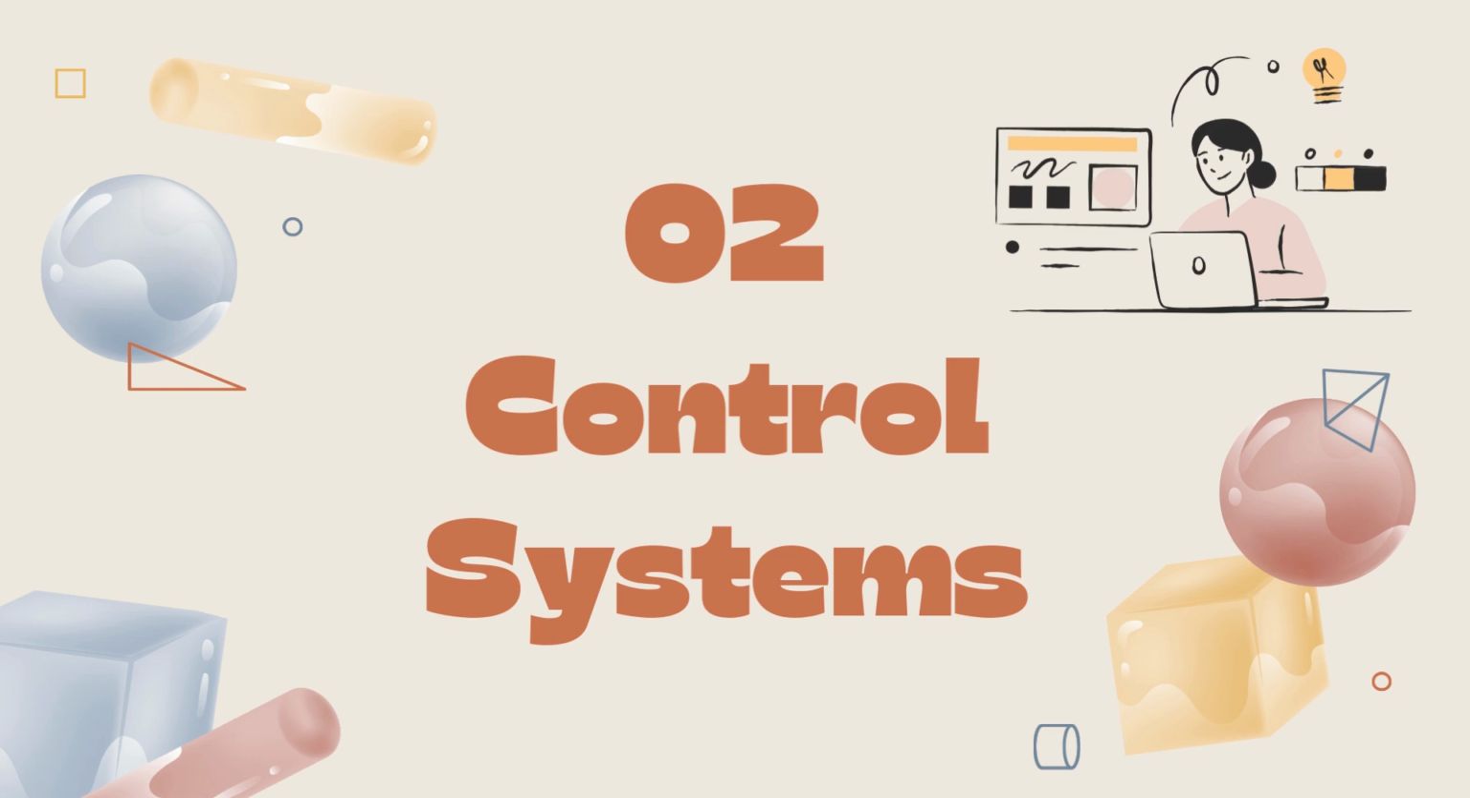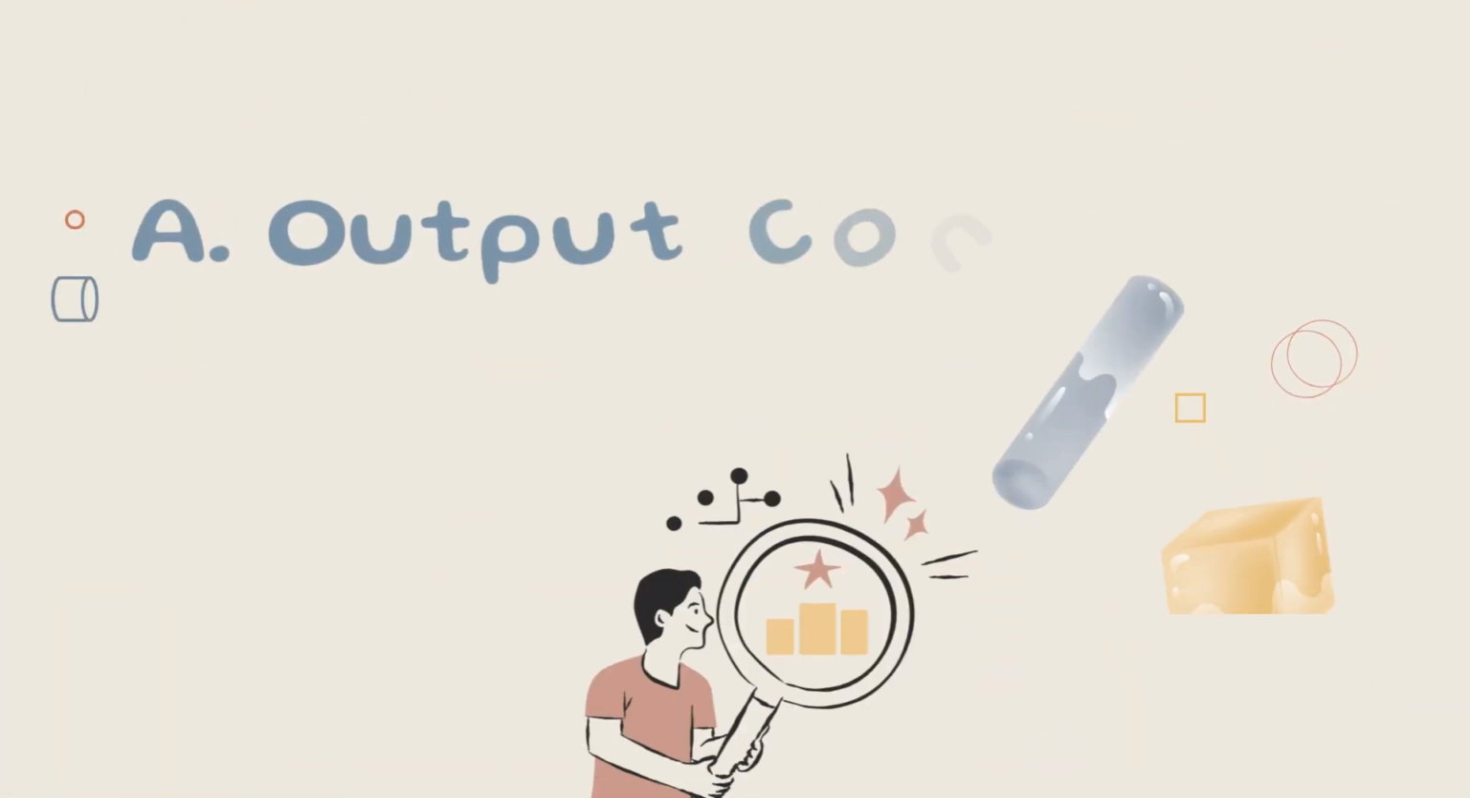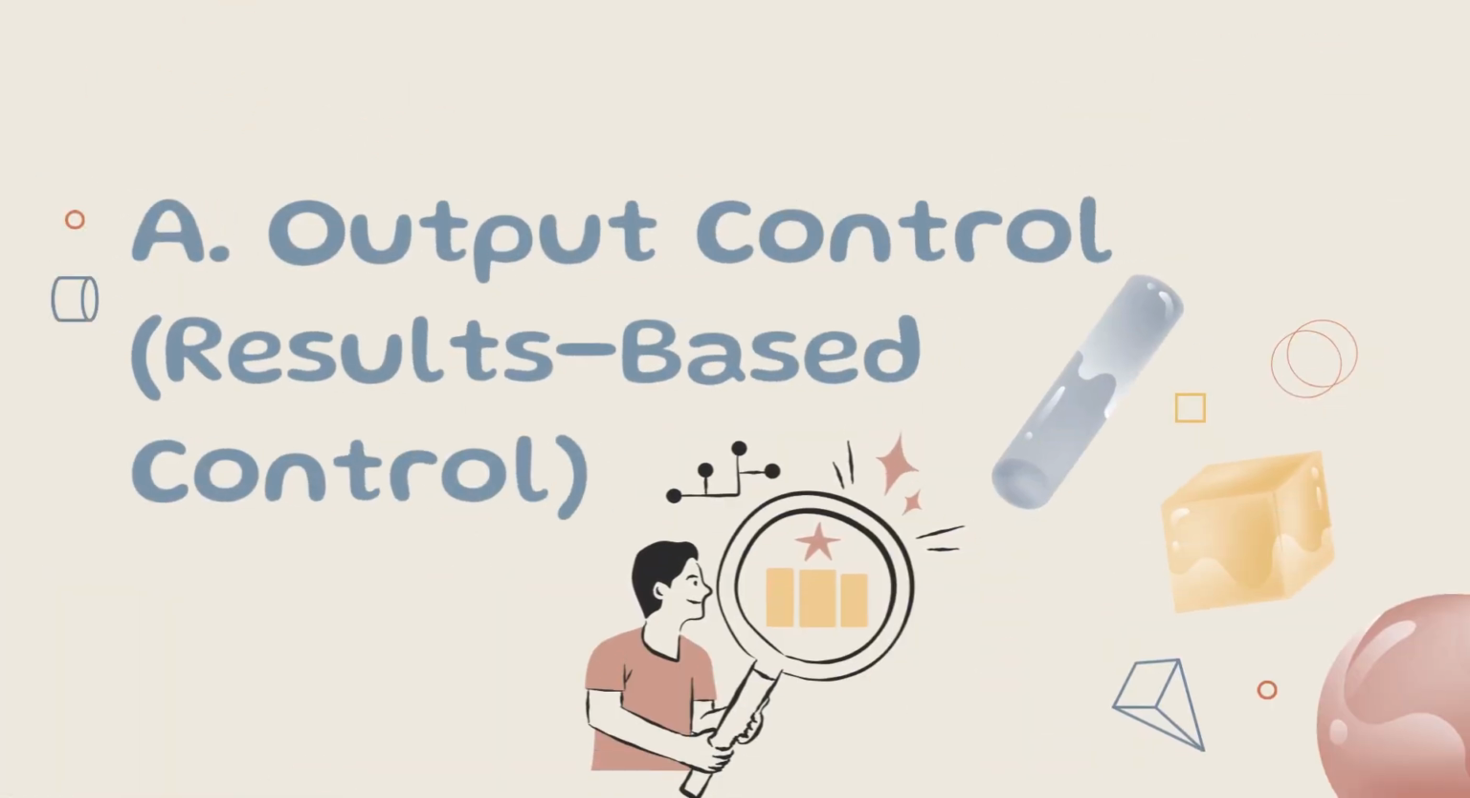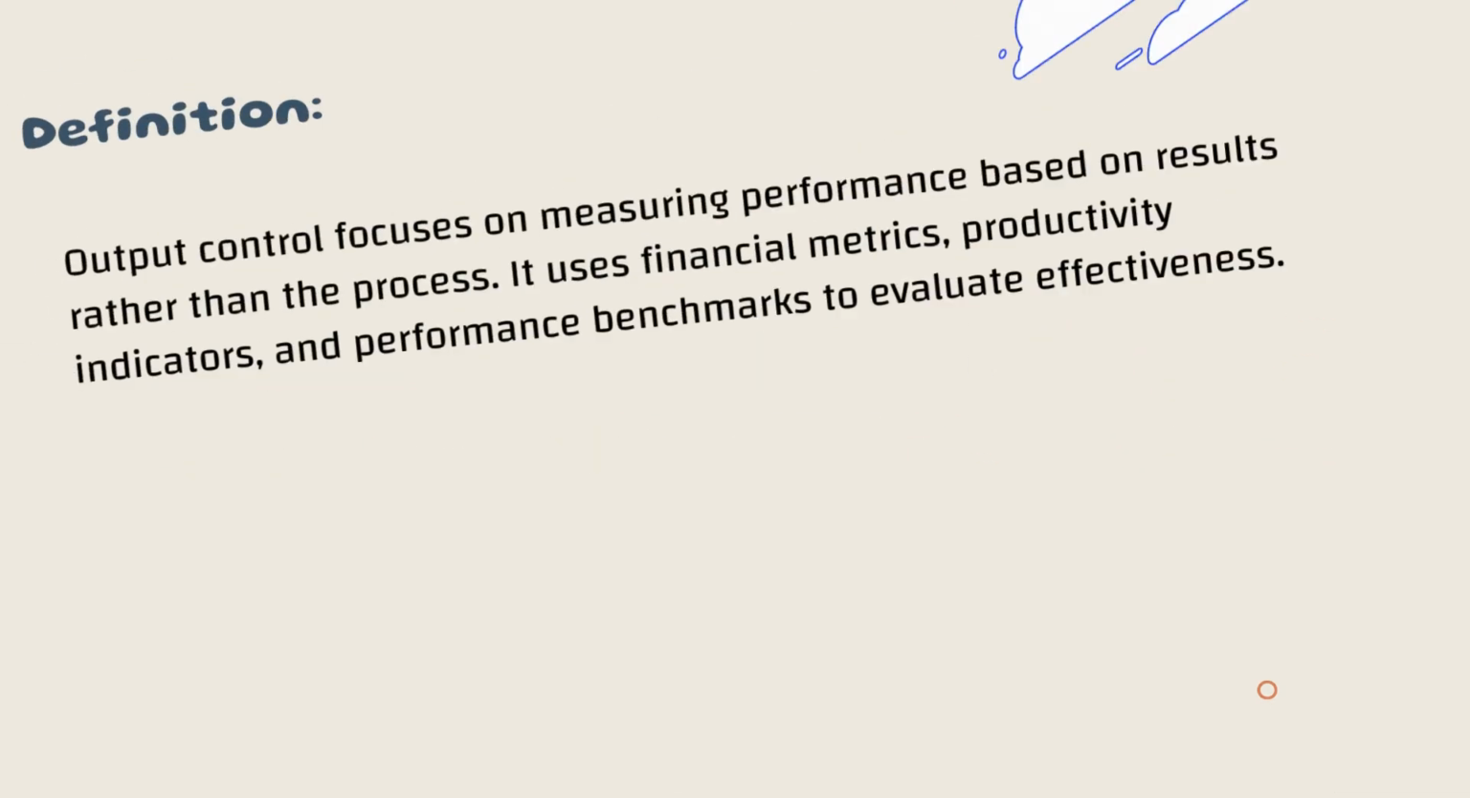The second content of the article is control system. Control systems help organizations monitor and regulate activities to ensure they meet strategic goals. The three main types of control system are output control, behavioral control, and clan control. Next, let's look at output control, which focuses on measuring results to ensure goals are met.